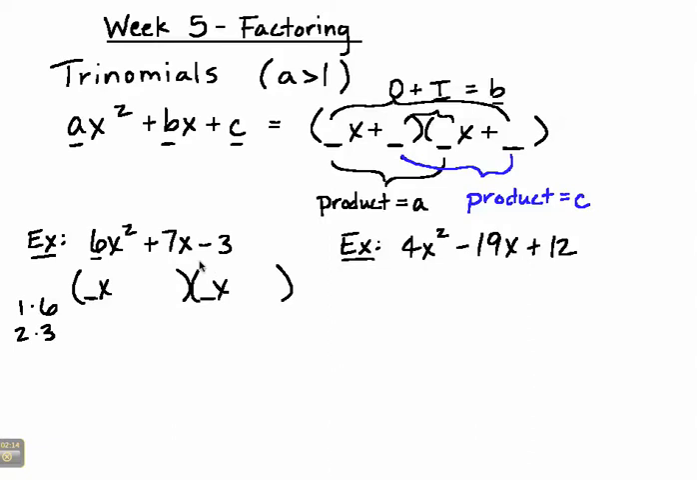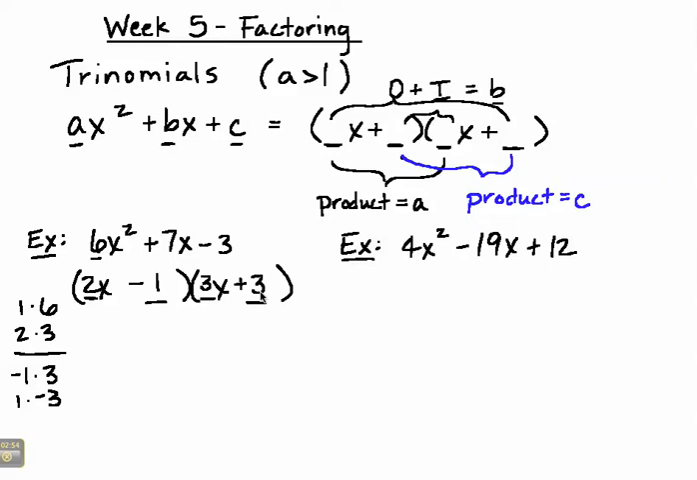So I'm going to try 2x and 3x. Okay, so I've got my first terms in. And now I just have to find my last terms. And I know my last terms need to multiply to equal -3. Well, my only factors of -3 are -1 times 3 or 1 times -3. So I'm just going to pick a pair of numbers, plug it in, and see which one works. So I'm going to try the -1 and the +3 first.